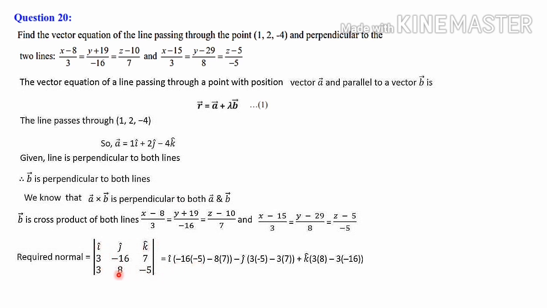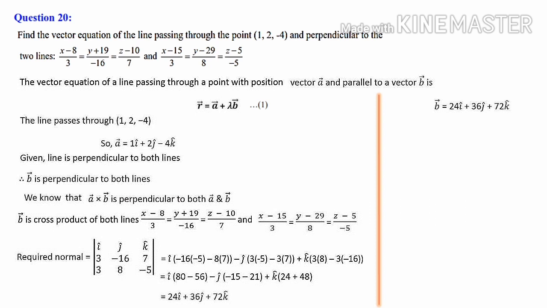Minus 16 into minus 5 minus 7 into 8. Then minus j cap into that row and column is gone, 3 into minus 5 minus 3 into 7. Then k cap into that row and column is gone, 3 into 8 minus 3 into minus 16. Do the calculation. i cap into 16 into 5, that is 80, minus into minus plus, 7 8s are 56. Then minus j cap into 5 into 3 is 15, 7 into 3 is 21. 8 into 3 is 24, 3 into 16 is 48. So when you do the calculation, 80 minus 56 is 24 i cap, plus minus 15 minus 21 is minus 36, then minus minus plus, so 36 j cap. Here when you add you will get 72, so 72 k cap.